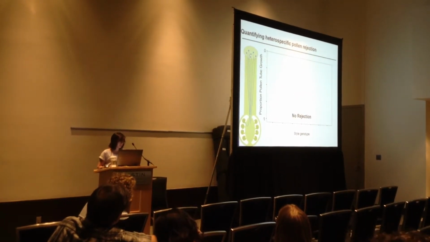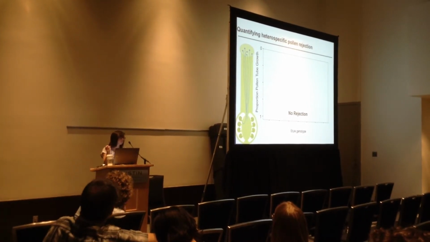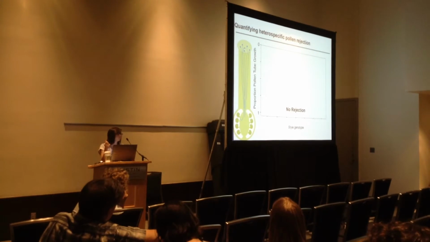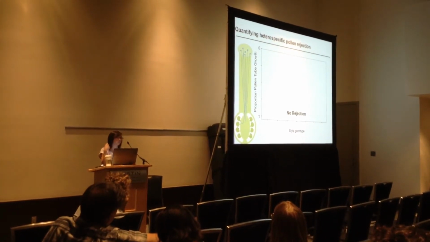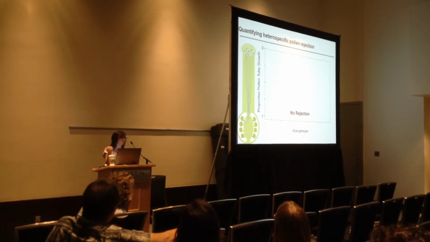And then alternatively, we would have no rejection, so we'd see pollen tubes reaching the base of the style and growing into the ovary or the ovules, so essentially allowing fertilization to occur.